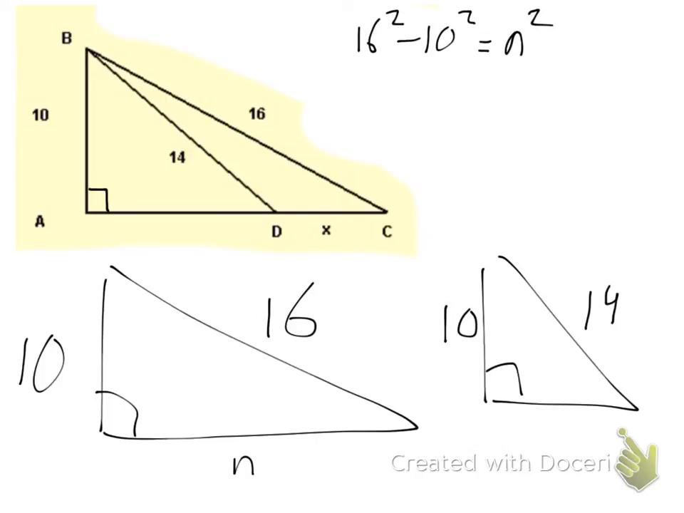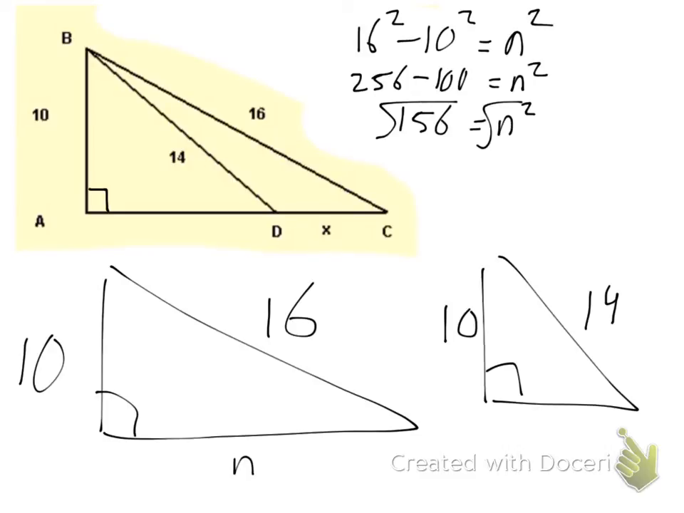Why are we subtracting 10? Because we're solving for a side and not the hypotenuse. 16 squared is 256 minus 100, which is 156, or n is the square root of 156. So we know this is the square root of 156. You can reduce that, I'm assuming. I can divide it by 2. There might be some more numbers.